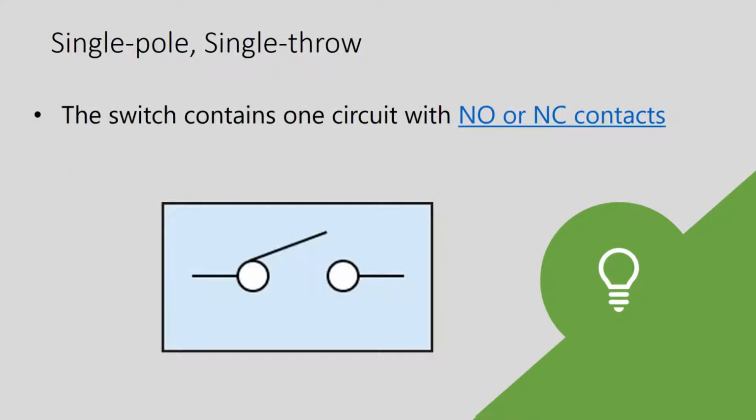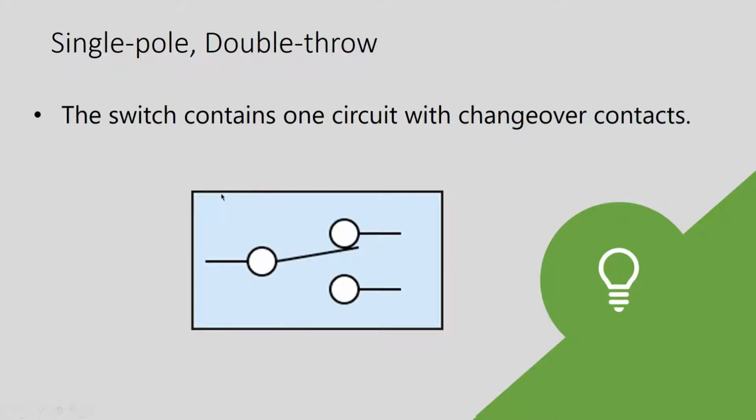So here's a single pole, single throw switch. As you can see, we have one contact point here, and we have one circuit indicating that it's a single pole, single throw. Then we have the single pole double throw switch. We have one circuit here, then we have two contacts here, which means at either of the time it's connected here or here. Those are the two contact points and the double throw.